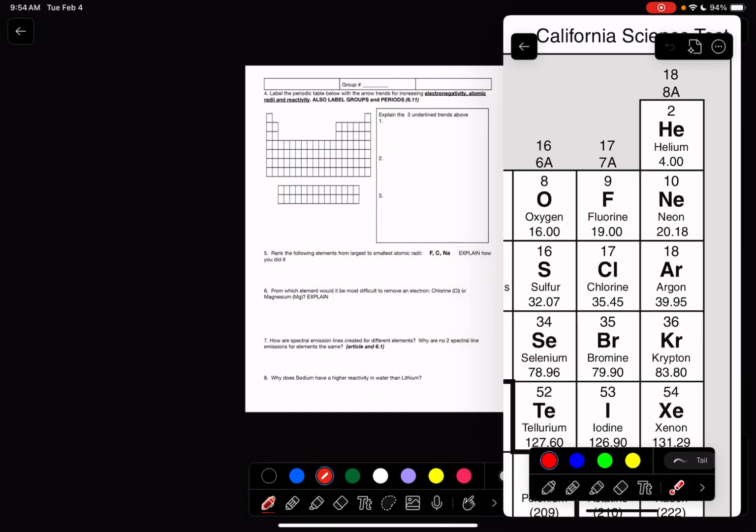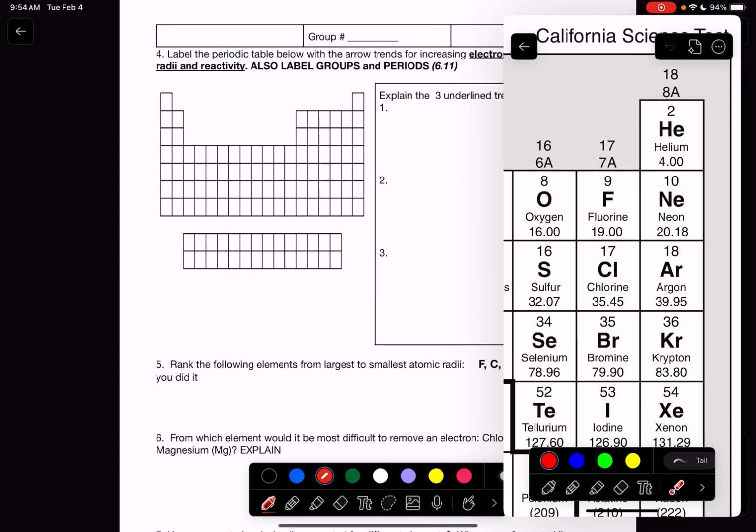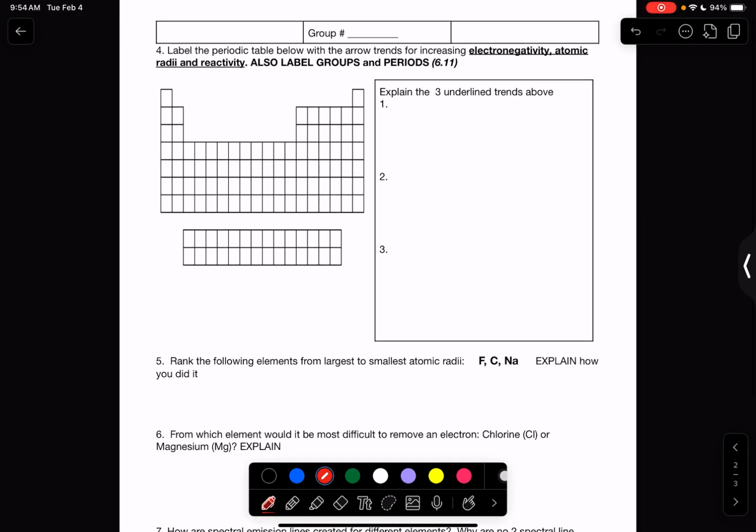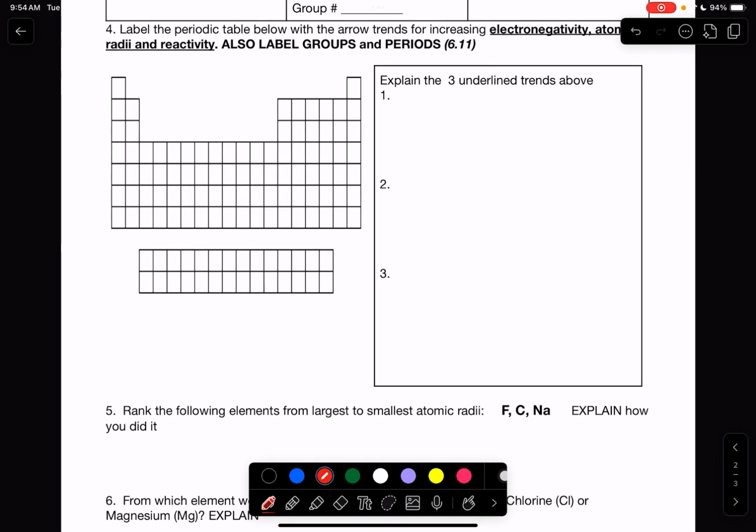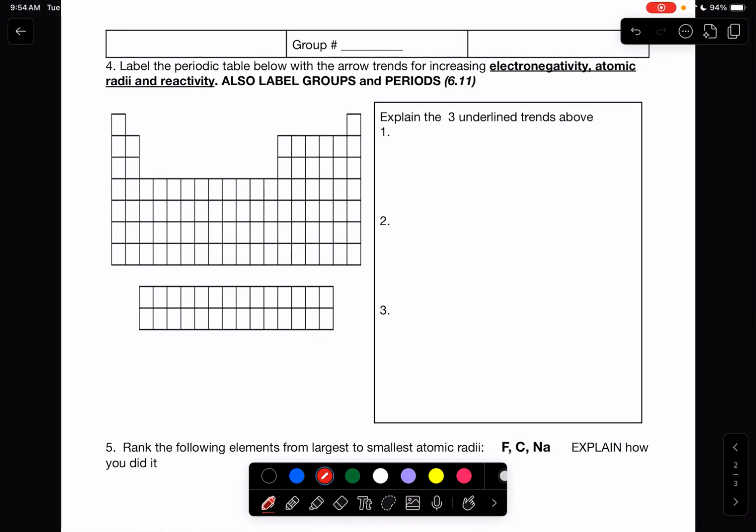All right. So now moving on to the next one. So here we're going to label the periodic table below with the arrow trends for increasing electronegativity, atomic radius, and reactivity. And then we're just going to explain those trends. So for this, let's use a couple different colors. So let me use red for electronegativity.